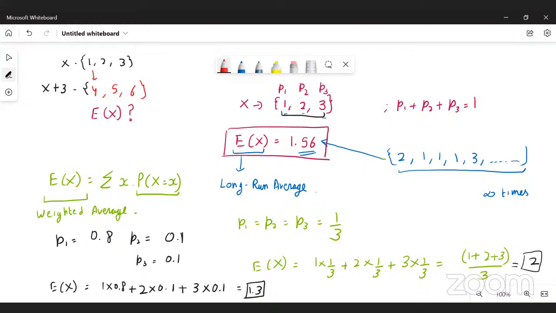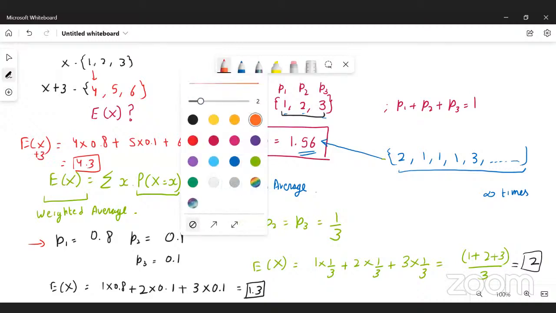So now if you compute the expected value of it with the same probabilities, the probability of getting 1 is 0.8, getting 2 it's 0.1, getting 3 it's 0.1, it's going to be 4 times 0.8 plus 5 times 0.1 plus 6 times 0.1, right? Which is nothing but the same expected value in which the constant gets added. Okay, it's x plus 3.